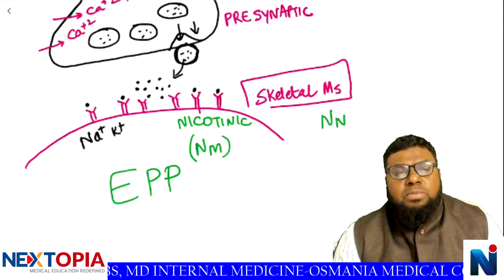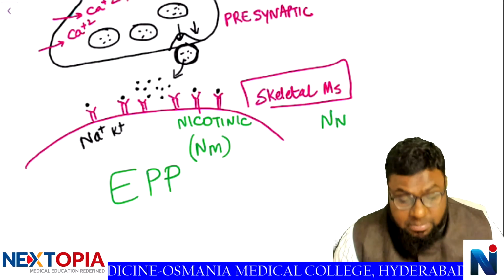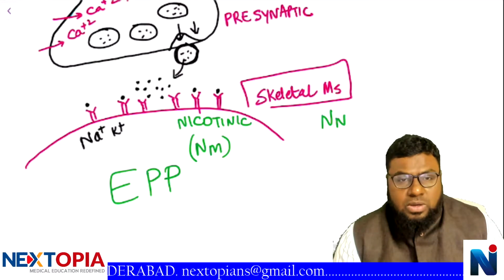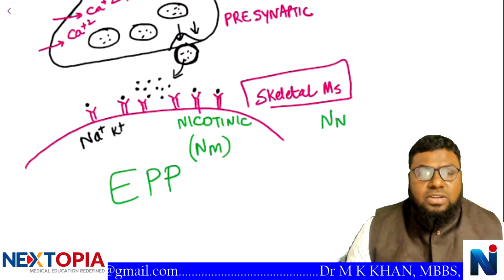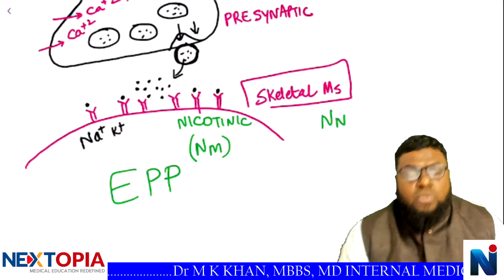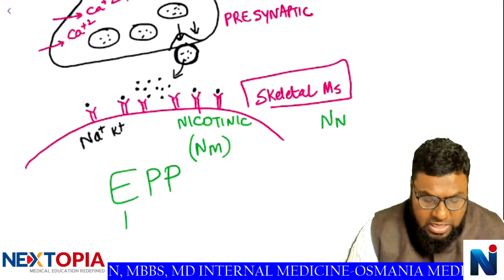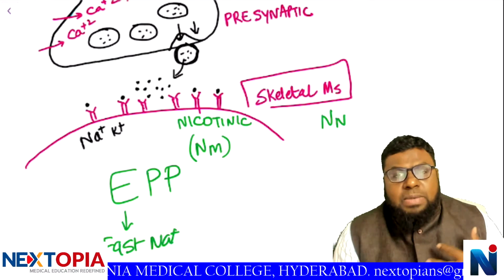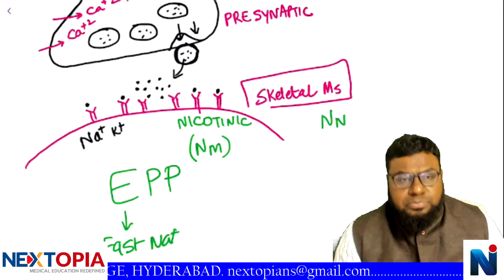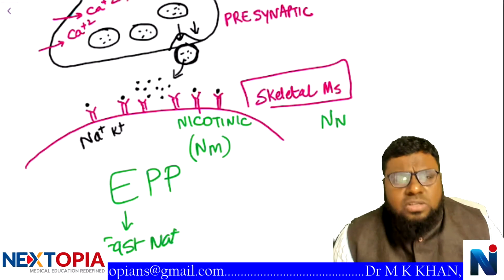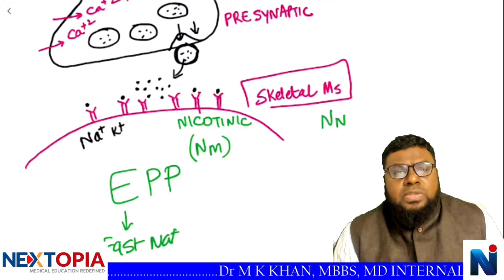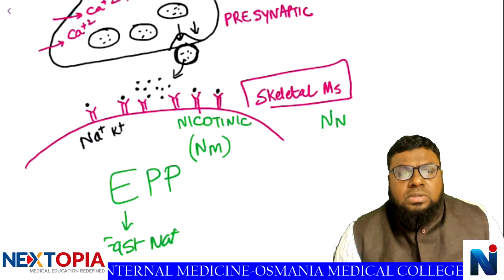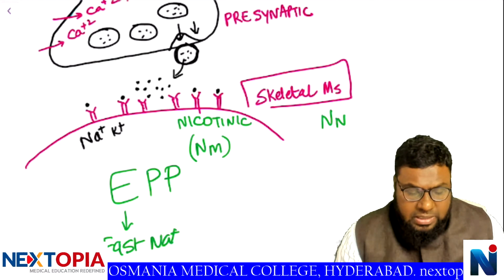The magnitude of the end plate potential, how much it occurs, depends on what? It is directly related to the amount of acetylcholine present in the synapse. So what will happen because of this depolarization? Again, fast moving sodium channels open, and because of this rapid depolarization occurs in the muscle membrane. The depolarization reaches the maximum limit, and the action of this acetylcholine has to be stopped now.